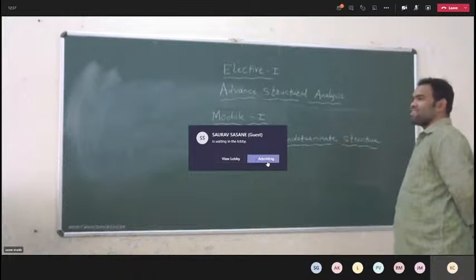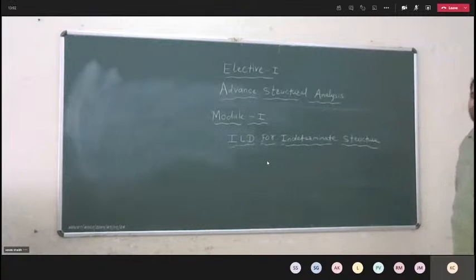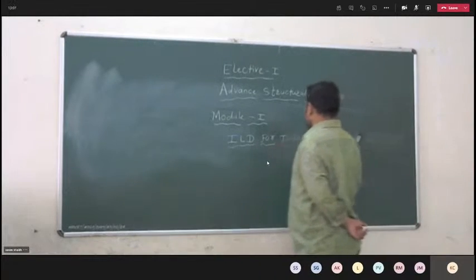Those who were absent in the last lecture can write down this module number 1, ILD for indeterminate structures. So this unit we already started in the last lecture.